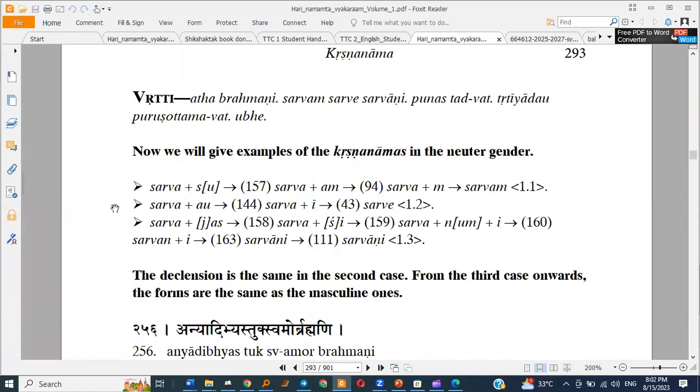Sarva plus su, Brahmato Sor Am. So in neuter gender, su turns into am. So sarva plus am, Dashavtara, Ram, Haraha, sarvam. Then sarva plus au, au turns into E. So by Radha Brahmavyam Au E, so sarve.